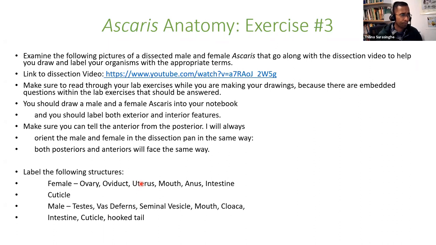So you first watch the video and then read the lab activity as you watch the video, right? And then make drawings whenever it's necessary. And then there are embedded questions in the lab exercise as you continue on. And you will get to see both male and female dissections. So you will actually have separate drawings for male and female.